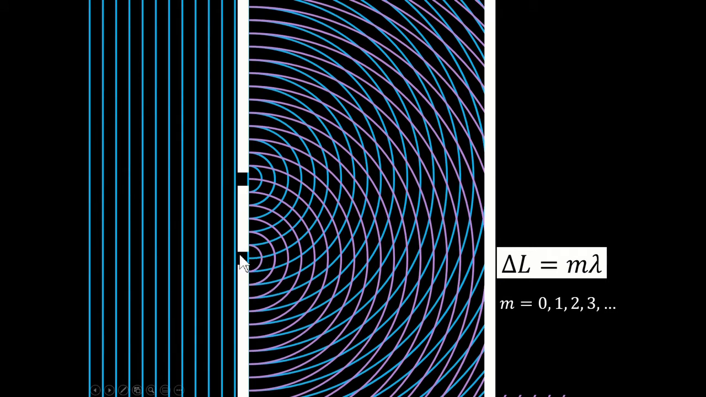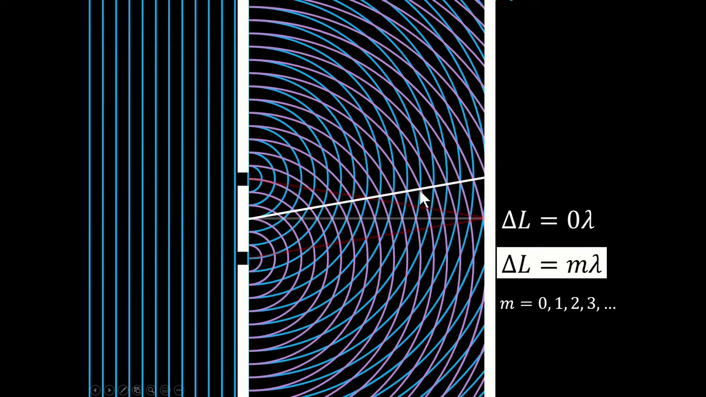The purple ones are the crests coming out of this slit, and the blue ones would be the crests coming out of that slit. And this is the straight distance from those slits to our screen. From here to here and from there to there, there was no difference in the length of the 2 paths. So in this case, m is equal to 0. There was no difference in the wavelengths.